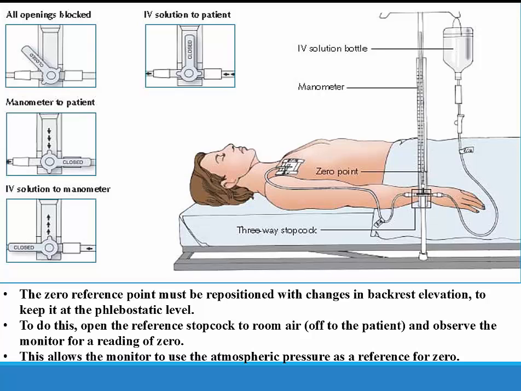The zero reference point must be repositioned with changes in backrest elevation to keep it at the phlebostatic level. To do this, open the reference stopcock to room air, which is off to the patient, and observe the monitor for a reading of 0. This allows the monitor to use the atmospheric pressure as a reference for 0.